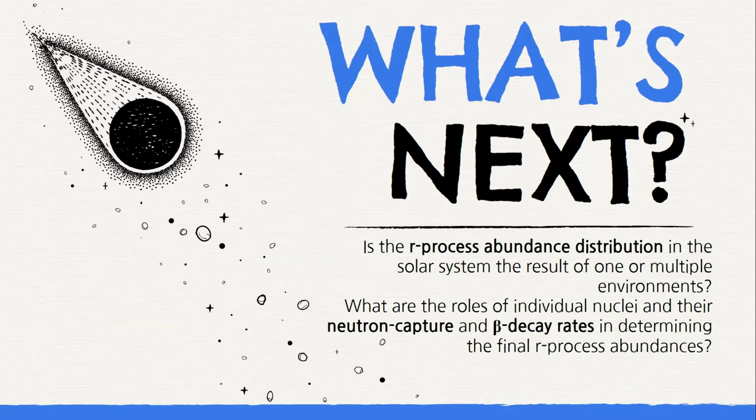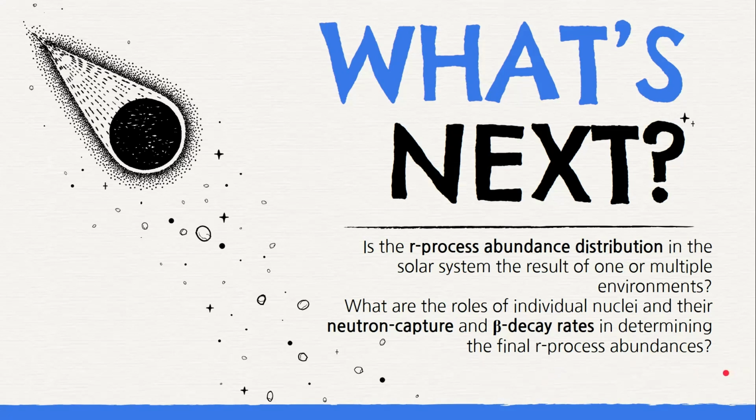After this research, there's still a lot of mystery left that hasn't been answered. Some of the mysteries include: is the r-process abundance distribution in the solar system the result of one or multiple environments? Or what are the roles of individual nuclei and their neutron capture and beta decay rates in determining the final r-process abundances? We still have a lot of questions that haven't been answered.